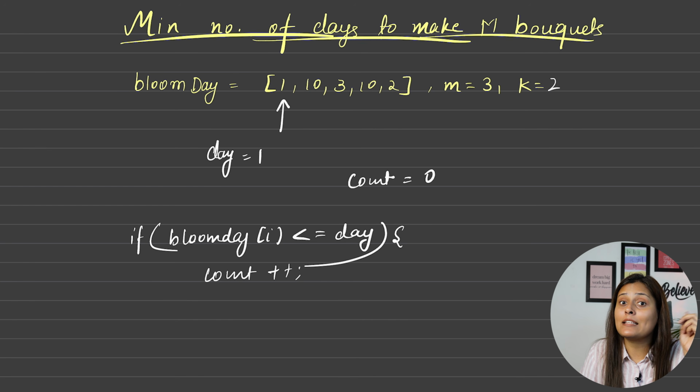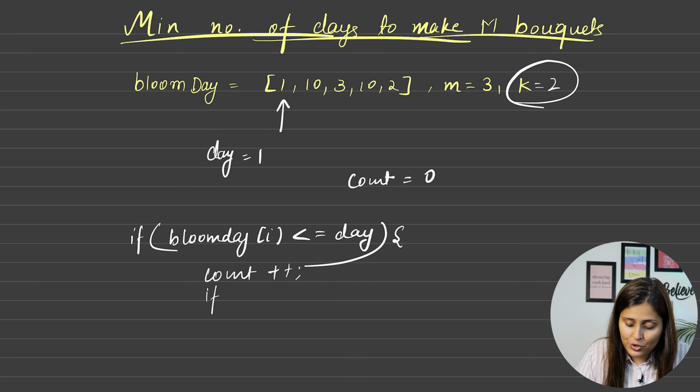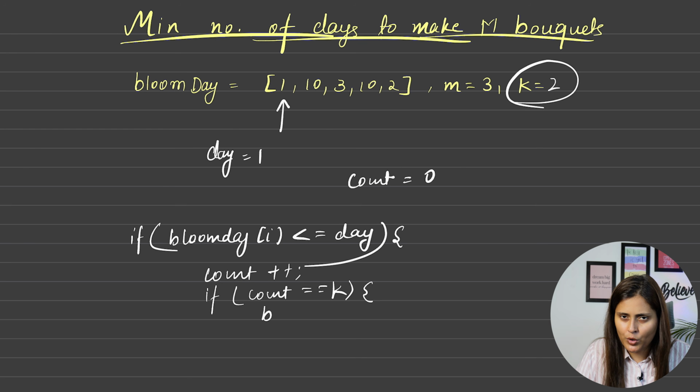So after increasing the count, we have to check whether the number of flowers is equal to K. Why? Because if it is equal to K, then I can think of making a bouquet, right? So after count plus, we have to check if our count is equal to K, then we will make a bouquet. Let's denote bouquet with B. So we will do B++. Correct?